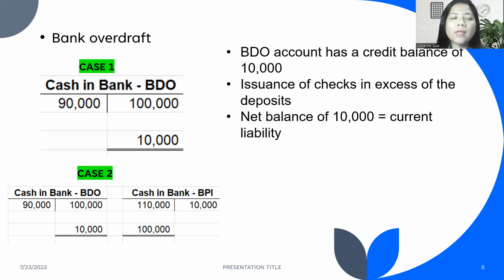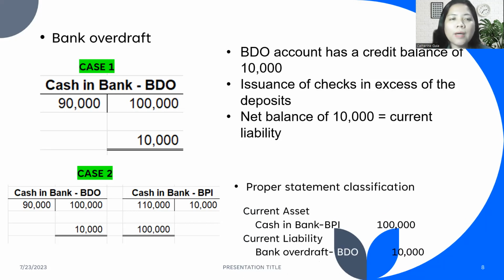Okay, so how will you present it? Your cash in bank BPI should be recorded as part of current asset, so 100,000. And your current liability, bank overdraft BDO, 10,000. So the thing is, you cannot offset your negative 10,000 from 100,000. Okay? There is no offsetting.